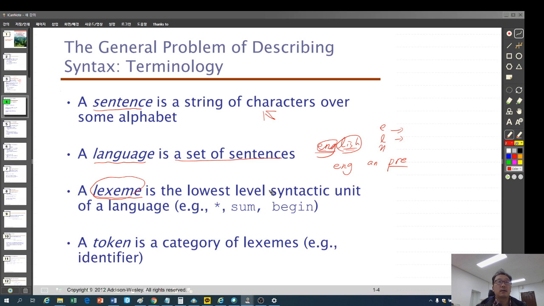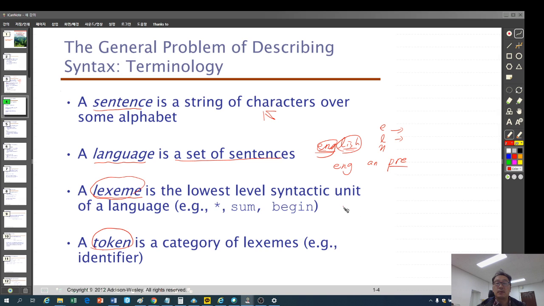And actually there are many lexemes in a language, and we can classify lexemes into a set of groups. For example, in English, maybe the subject of a verb, or a preposition. That is some group of lexemes. So in a programming language, we call such a group of lexemes a token. For example, an identifier or an operator.